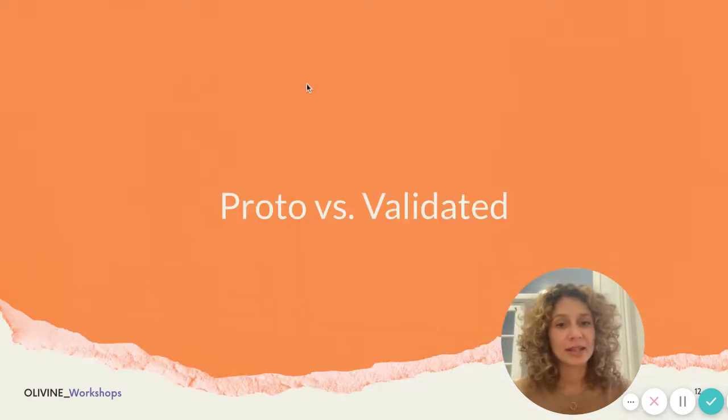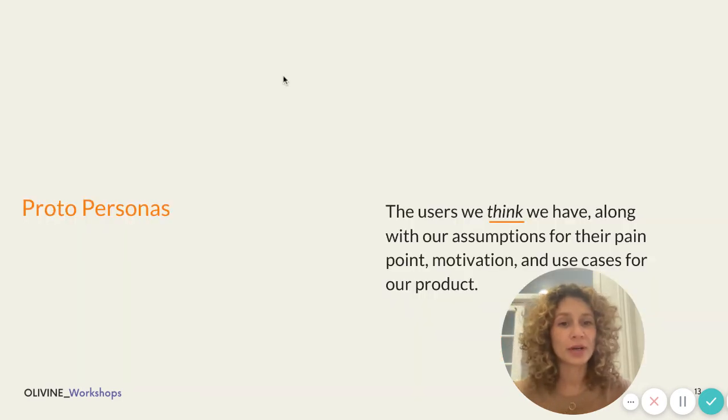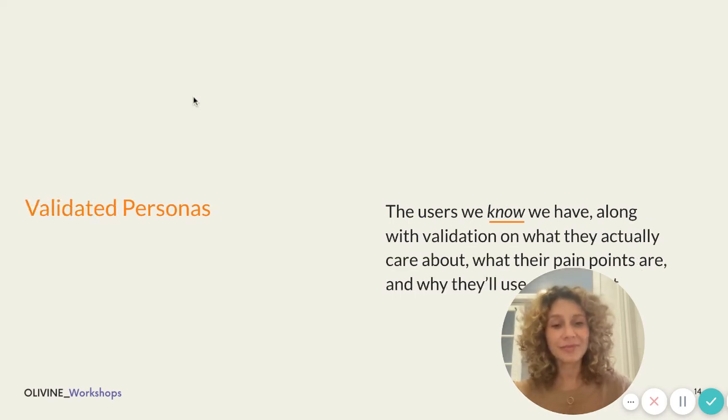And then the next piece is proto versus validated. A proto persona is who you think your users are, along with any assumptions that you have for their pain points, motivations, and use cases of your product. And then a validated persona is who you know you have. So you might do this proto persona work and then validate if these are actual pain points, goals, and objectives that your customers have that you're able to actually speak to.